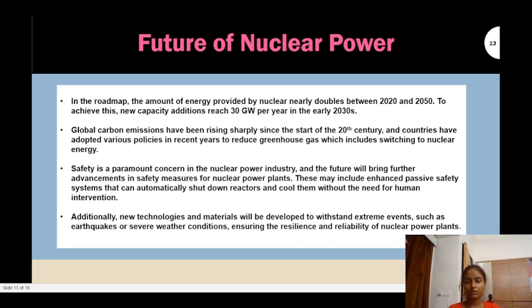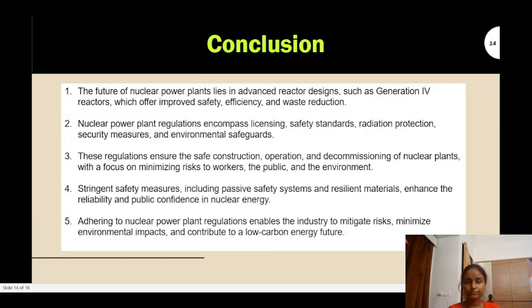Safety is a paramount concern in the nuclear power industry, and the future will bring further advancements in safety measures for nuclear power plants. These may include enhanced passive safety systems that can automatically shut down reactors and cool them without the need for human intervention. Additionally, new technologies and materials will be developed to withstand extreme events such as earthquakes or severe weather conditions, ensuring the resilience and reliability of nuclear power plants.